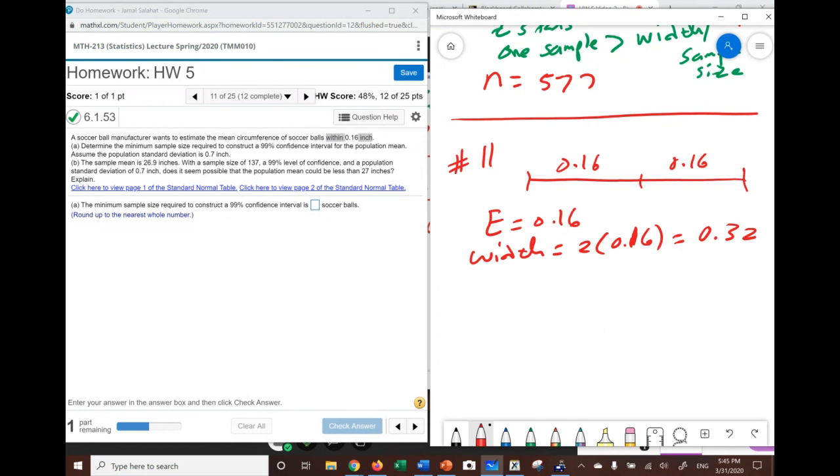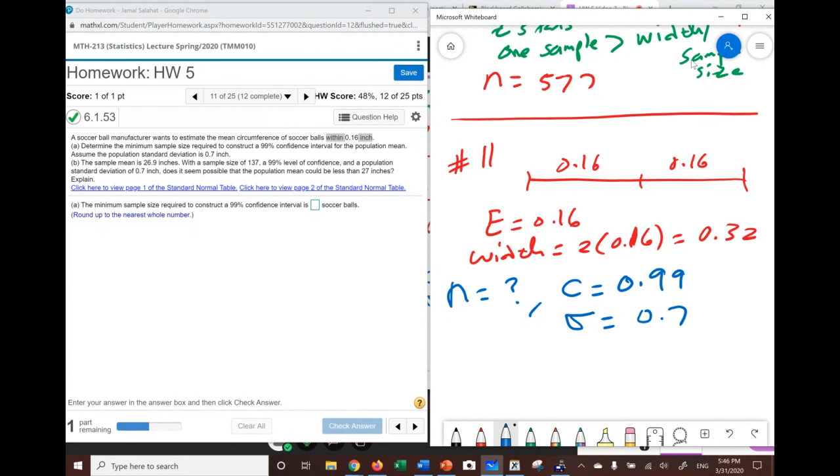Okay? So what else do we know? In part A, they tell us determine n. N is equal to how much? Determine the minimum sample size required to construct a 99% confidence interval for the population mean. And they tell us assume, and don't forget this, assume that the population, so they mentioned the word population, that's the reason why I wrote sigma. The population standard deviation is 0.7.